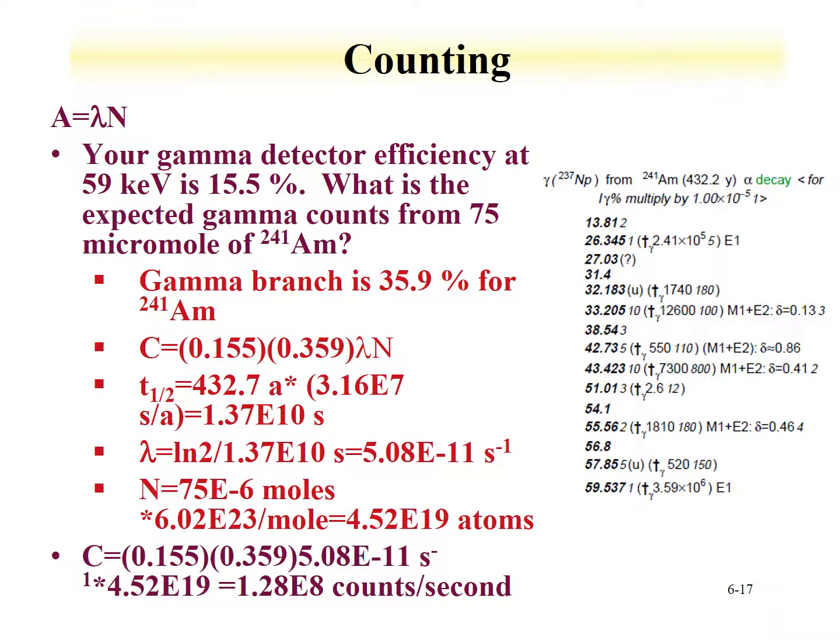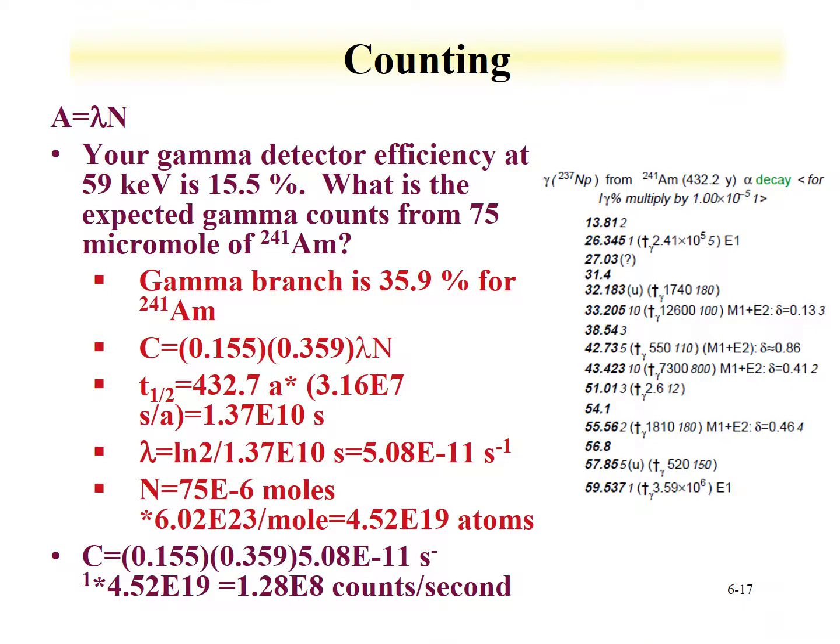We can also use these fundamental equations to determine something about what we would expect to see in the lab. So let's use activity equals lambda N to estimate what our count rate would be on a gamma detector. And we're interested in counting americium-241. It has a photon at 59 keV.